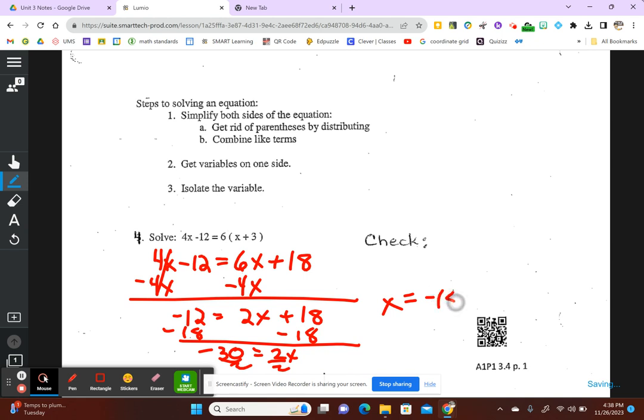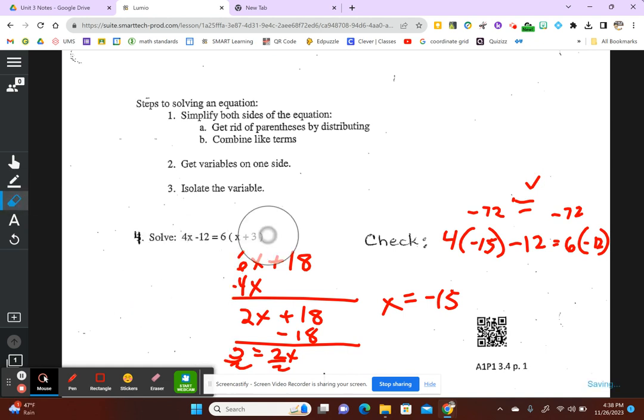X equals negative 15. Now to check that, I say 4 times negative 15, which is negative 60, minus 12, which is negative 72. Does that equal 6 times (negative 15 plus 3)? What's negative 15 plus 3? Negative 12. What's 6 times negative 12? Negative 72. So check, it worked.